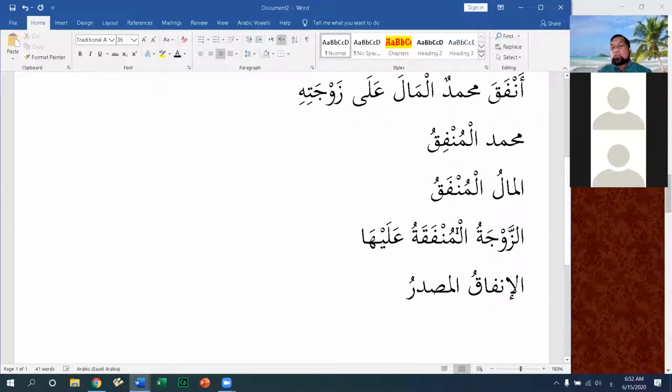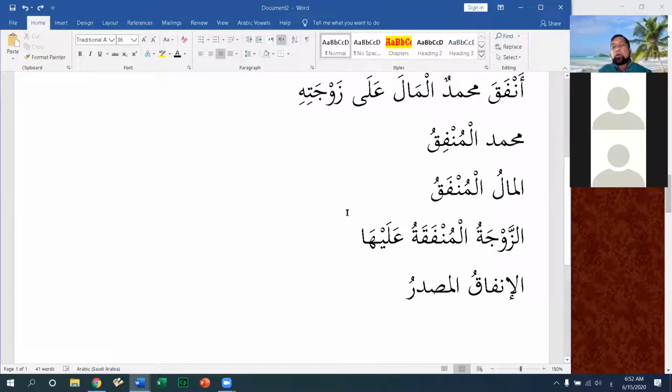But we would also use ismul maf'ul for the zawja. But we'll have to use the preposition. We'll say az-zawjatu al-munfaqatu alayha. And of course, instead of saying al-munfaqu, that wouldn't work. Why wouldn't it work? Because this here is feminine. You have to make the khabar feminine also here. See that? We will have to say al-munfaqatu. We don't say al-munfaqu because she's female.